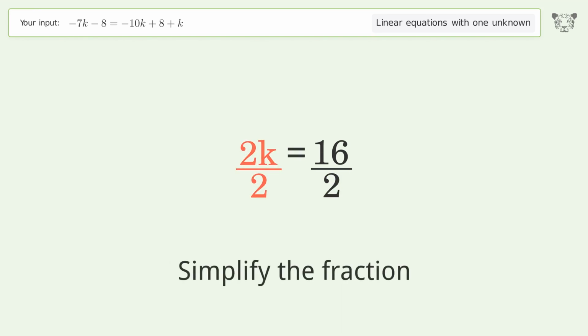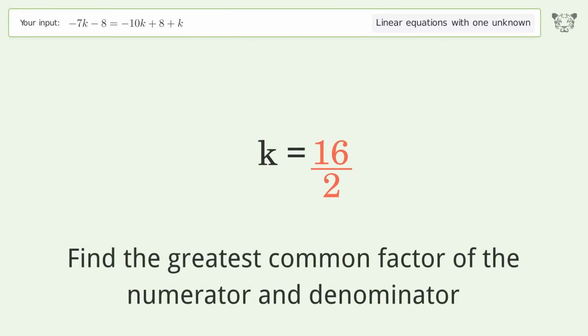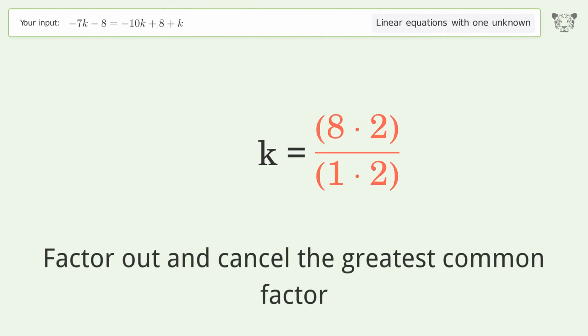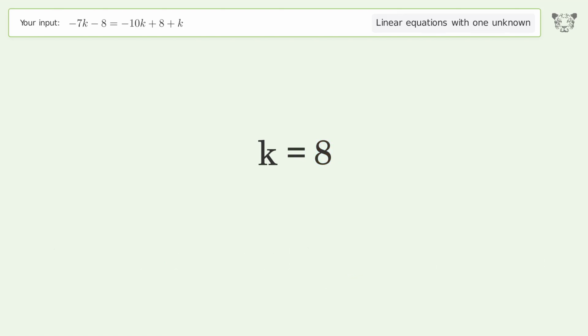Simplify the fraction. Find the greatest common factor of the numerator and denominator. Factor out and cancel the greatest common factor. And so the final result is k equals 8.